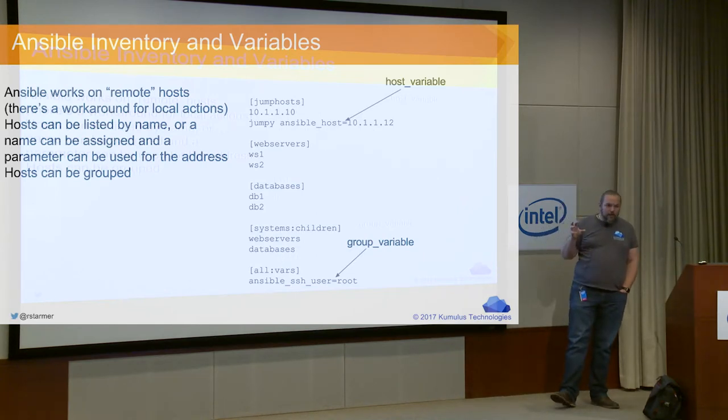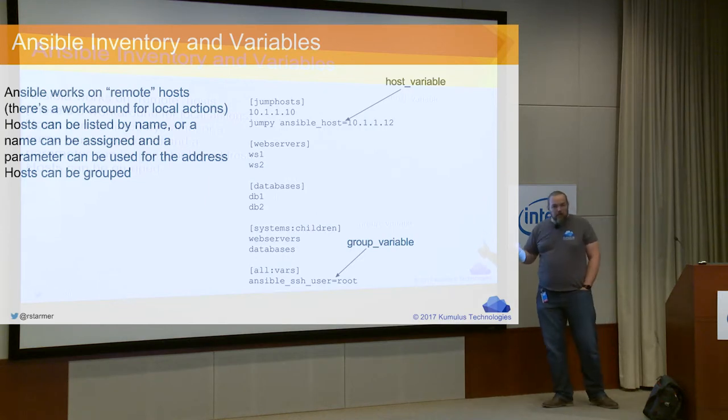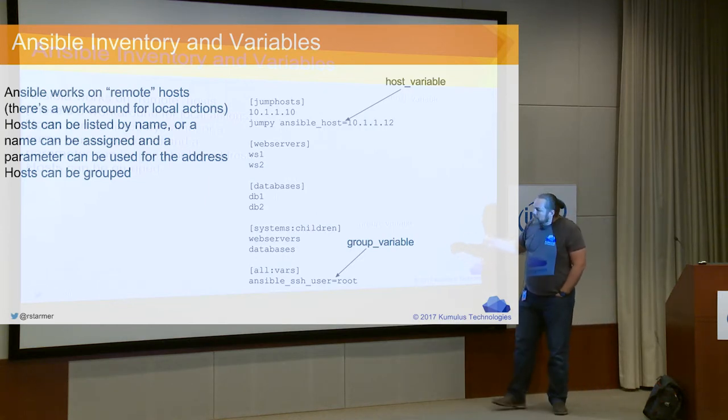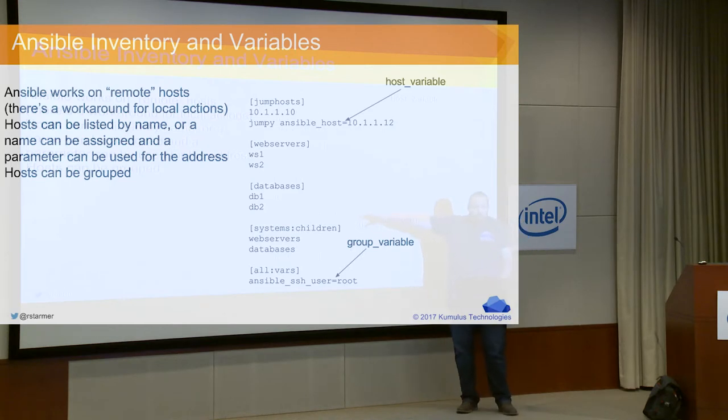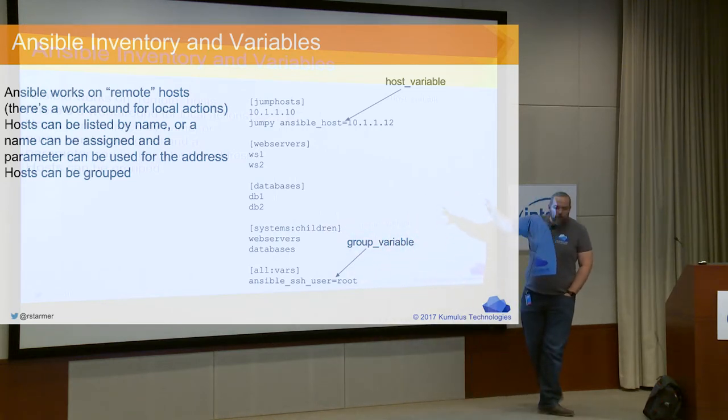There's also a grouping of all, which is do something to everybody. Right? So I can also deal with all of my hosts at one time. Here I'm dealing with a group that is a group of groups. Right? So I can say, hey, all my systems, which does not include my jump hosts, you can see they're not in here, but all my systems, I actually want to do something to. Right? So it's a way of further grouping things.